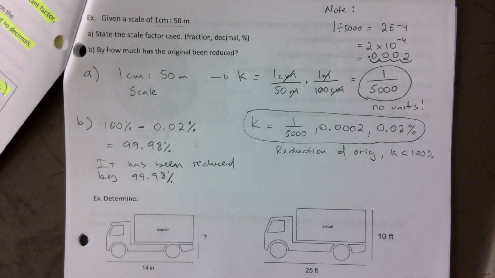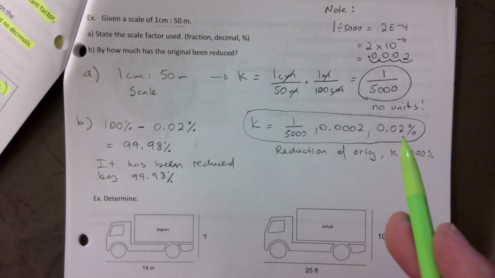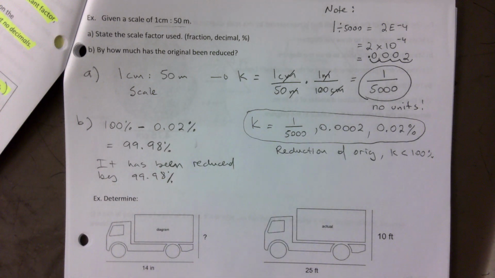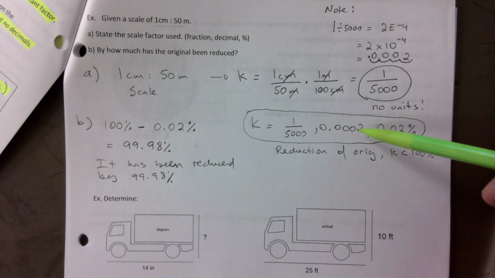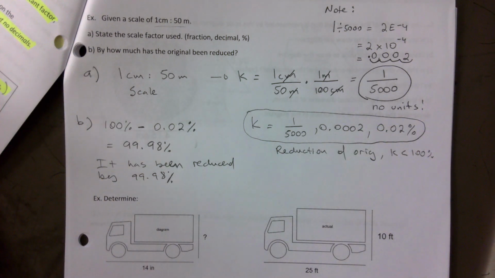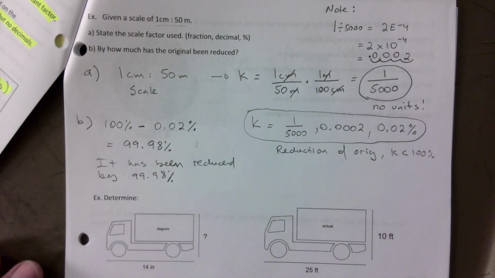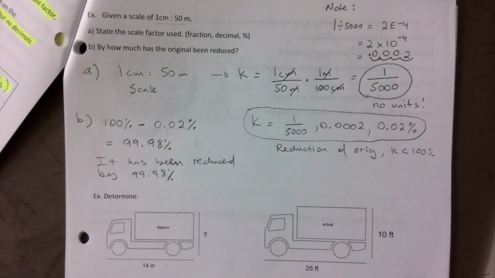How do we know it's a reduction? Because K is less than 100%. To know by how much, we take the percentage away from 100, and there you go. You could take this away from 1 and just state it as a decimal. You don't have to use percentage, okay? Unless I tell you otherwise. Saved. Okay, keep going.